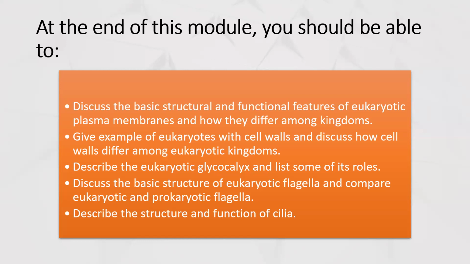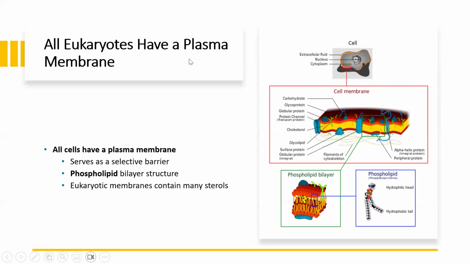and function of cilia. And so, when we think about the eukaryotic plasma membrane, they're very similar to prokaryotic plasma membranes. All cells, in fact, have a plasma membrane. It's pretty much the defining characteristic of, or one of the defining characteristics of a cell. Just like in prokaryotes, they're a selective barrier. They participate in passive transport, active transport, all that good stuff. It's a phospholipid bilayer, just like in your prokaryotes, using either your saturated or unsaturated fatty acids.